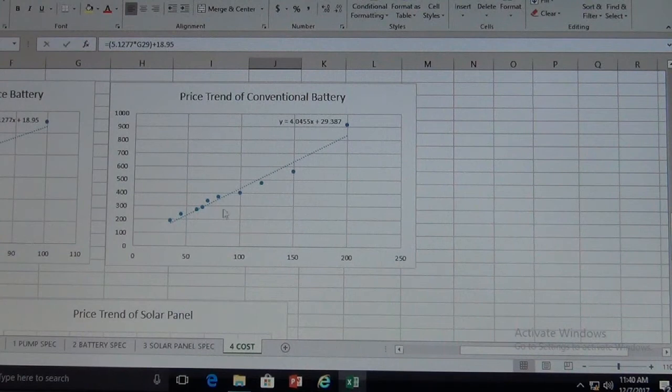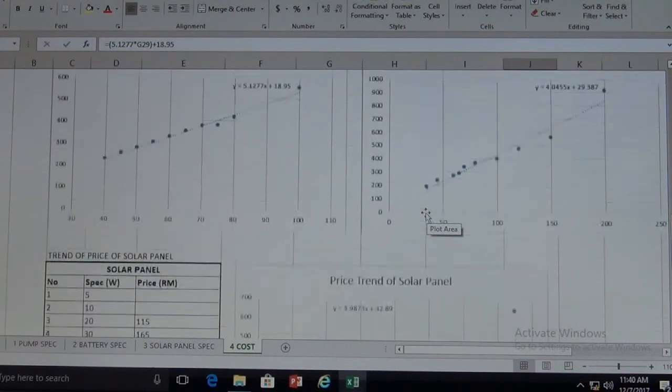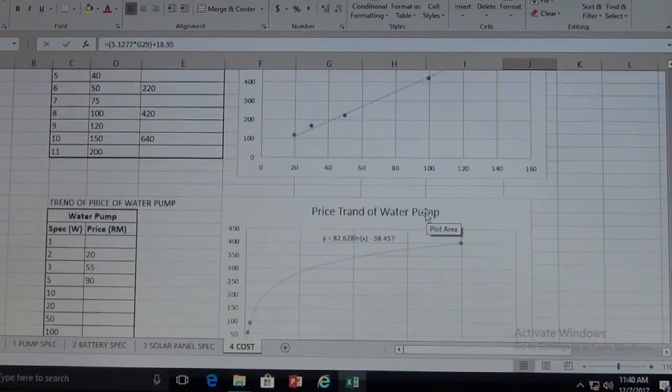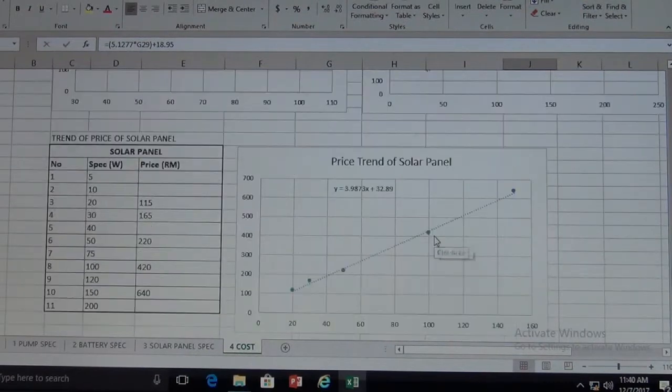You don't need to memorize this. I won't ask about this trend. This is just for my hobby. I predict the price of battery and solar panel using this graph. If you want to learn how to do this trend, just use this Excel. Do your own study.